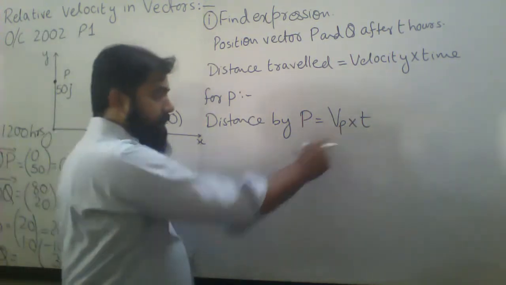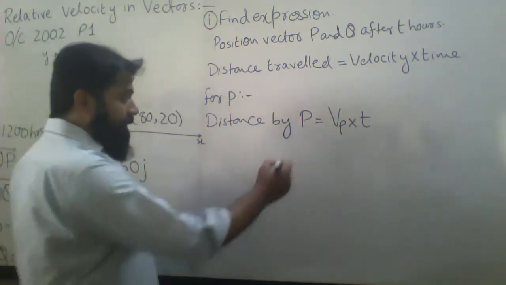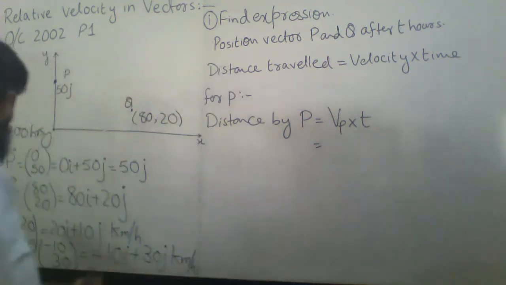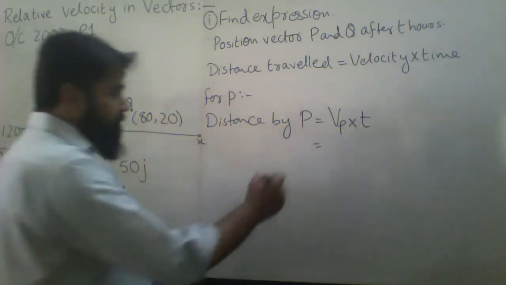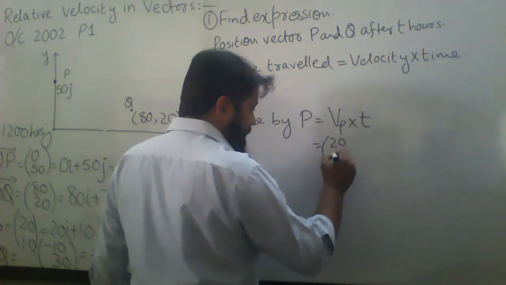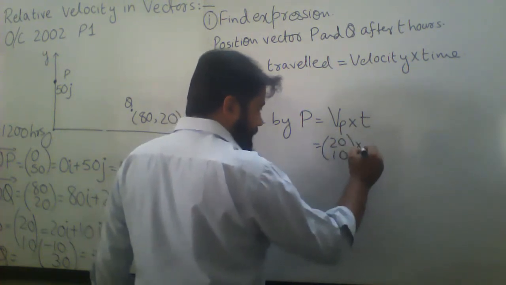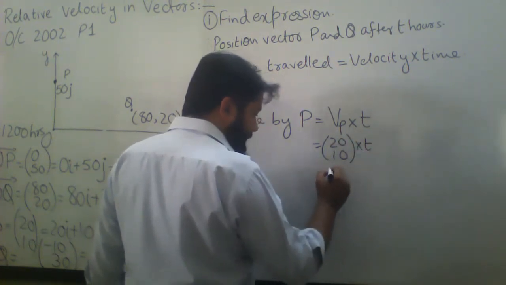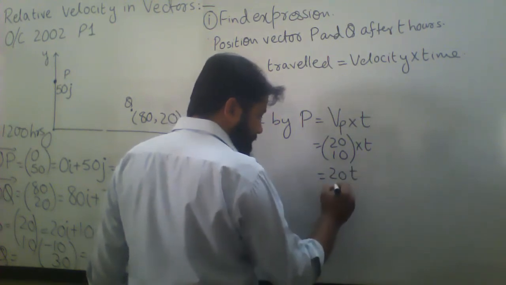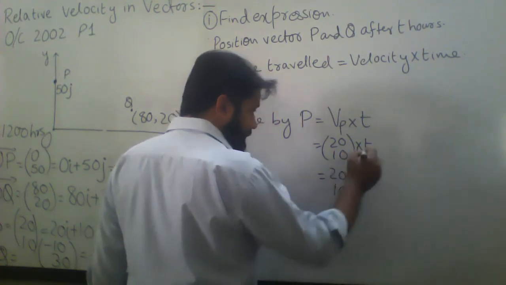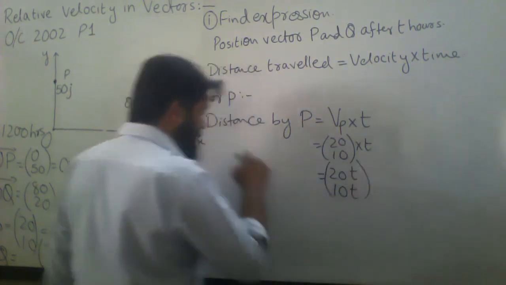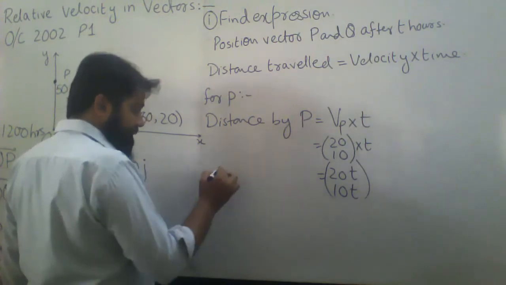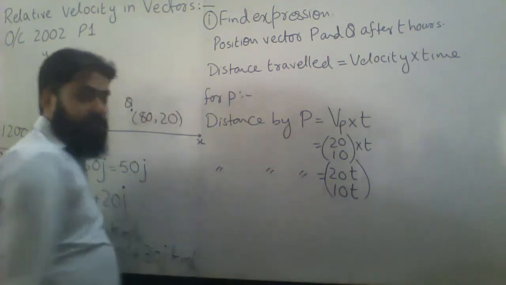Okay, Vp multiplied by T, and what was my Vp given to me? Vp was given as (20, 10). So (20, 10) multiplied by T. When I multiply, this will become (20T, 10T). I multiplied each component by T. The distance traveled by P is now coming as this.